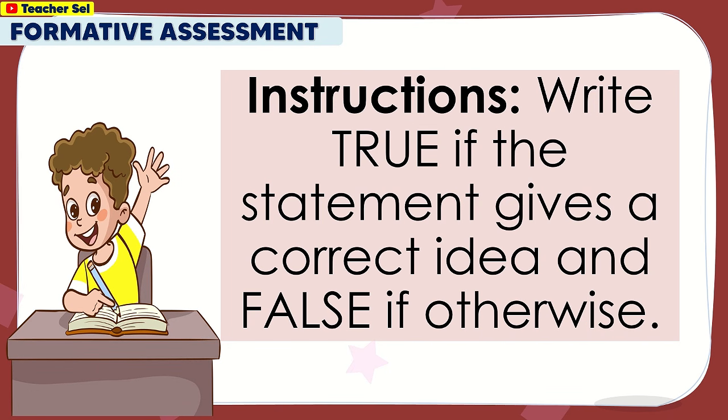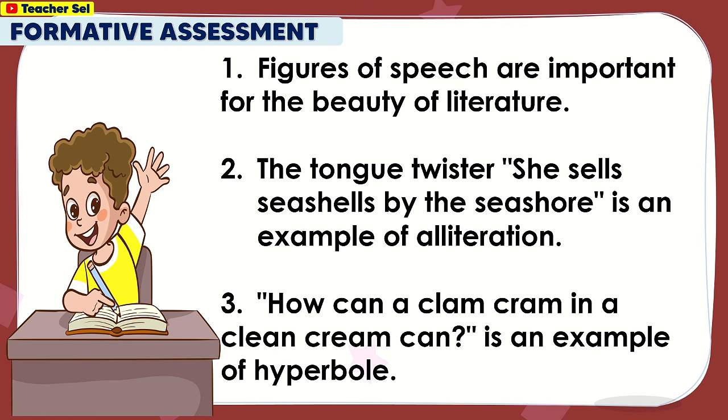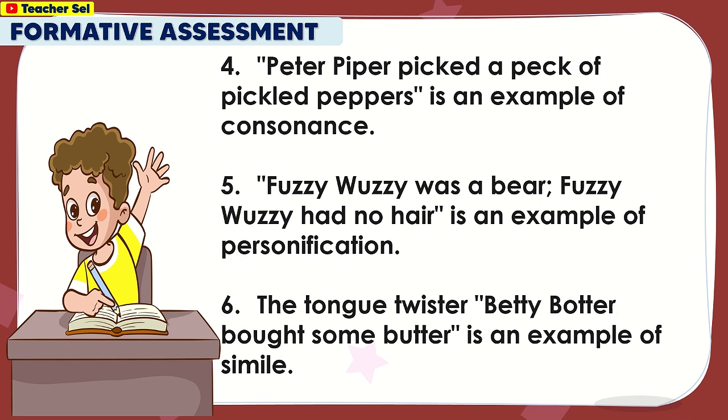For your formative assessment, write true if the statement gives a correct idea and false if otherwise. Number 1. Figures of speech are important for the beauty of literature. 2. The tongue twister, she sells seashells by the seashore, is an example of alliteration. 3. How can a clam cram in a clean cream can is an example of hyperbole. 4. Peter Piper picked a peck of pickled peppers is an example of consonance.